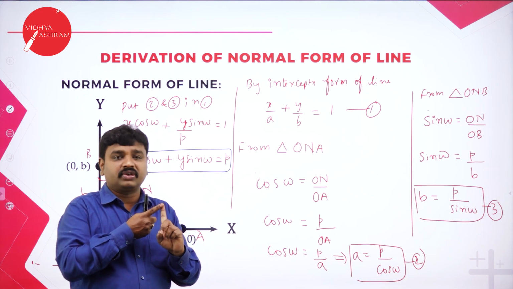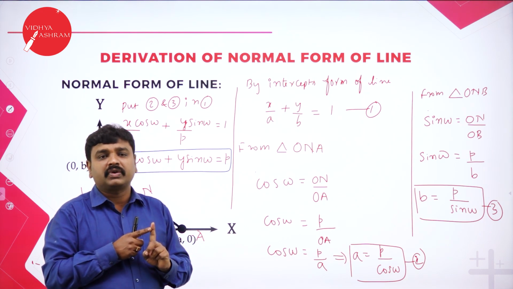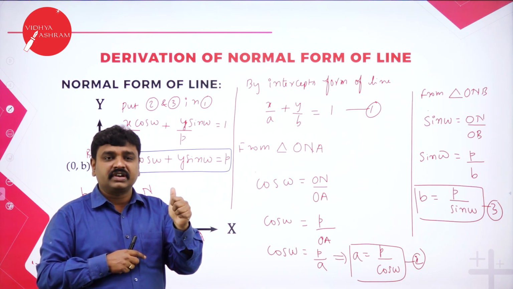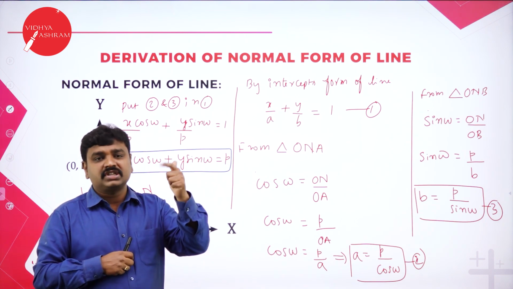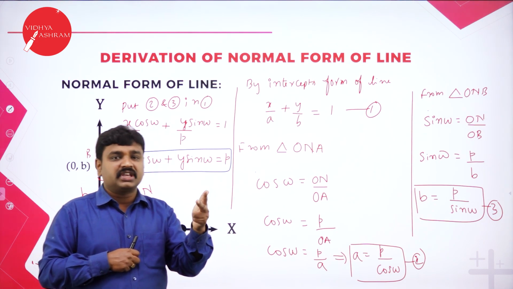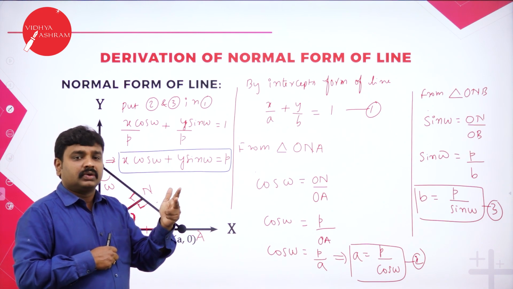What is the first form I taught you? I taught you point slope form. What is point slope form? Y minus y1 is equal to m into x minus x1. Then I taught you the second form. What is the second form? Slope intercept form. Y is equal to mx plus c. Then I taught you the third form. What is the third form? Intercepts form. X by a plus y by b equal to 1.